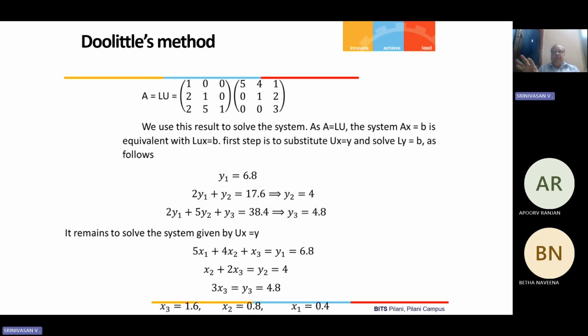So the decomposition process slightly gets varied, changed with the various entries that you are finding using different formulae. Otherwise, the idea is going to be the same, after solving first Ly equal to b and then Ux equal to y. Is it clear now, Apurva? Yes, Ranjan? Yes, sir. Is it clear? Okay, right.